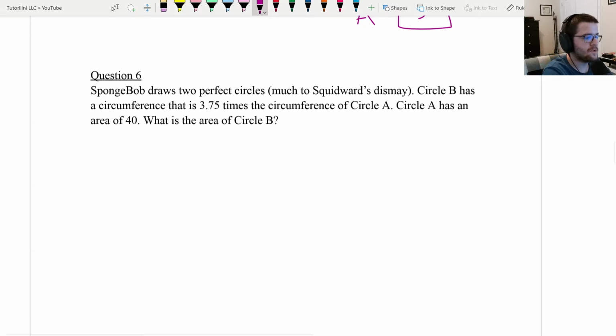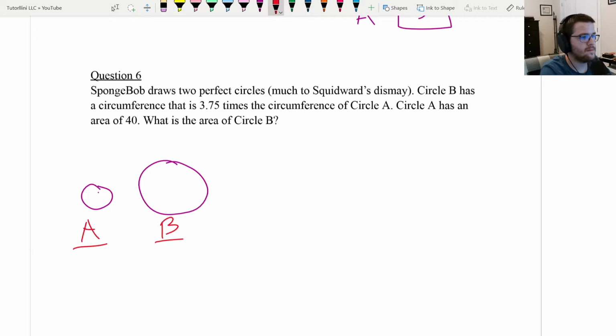Okay, 2 circles. Let's draw a small one and a big one. And it sounds like B is the bigger one this time around, so let's label that. And it tells us that the circumference is 3.7 times the circumference. Okay, so circumference we talked about is a linear measurement. So that is telling us the linear scale factor, which is equal to k.